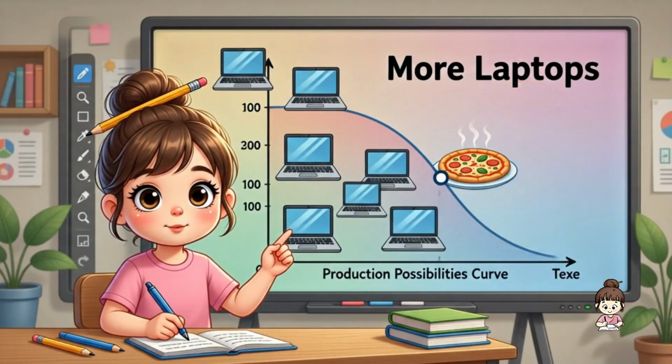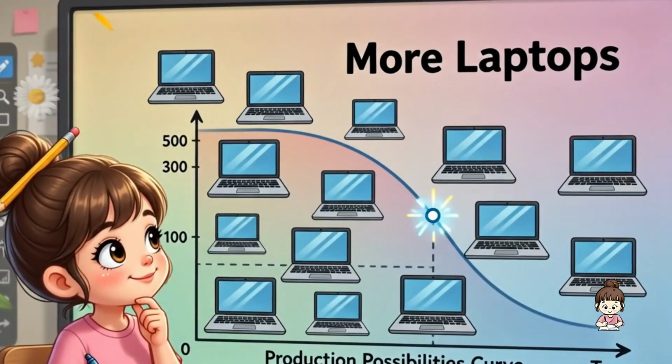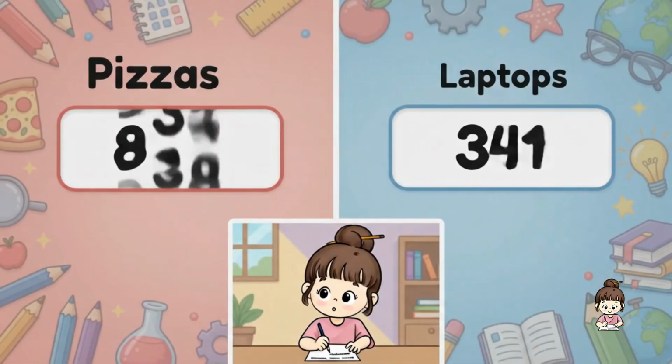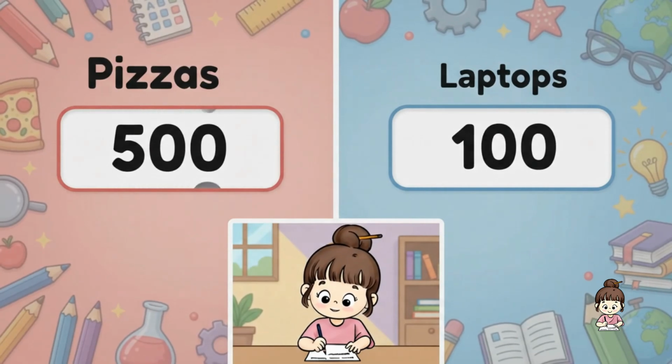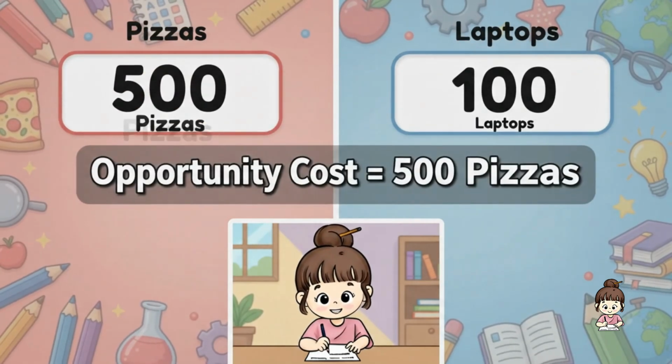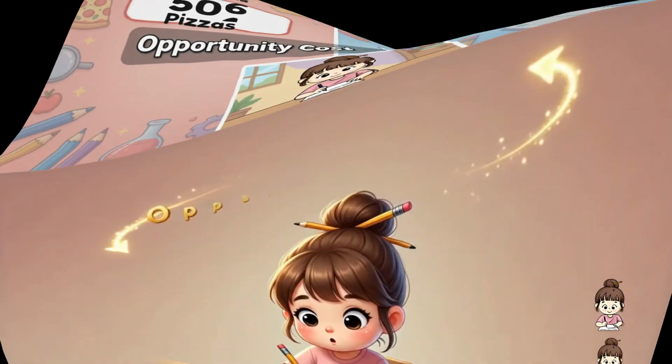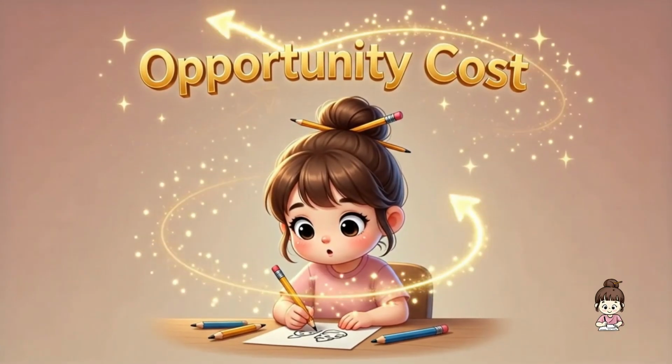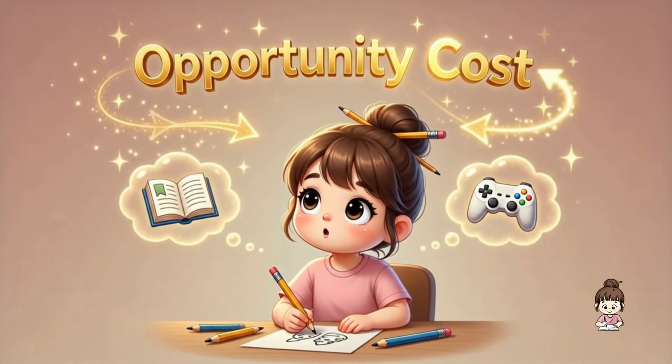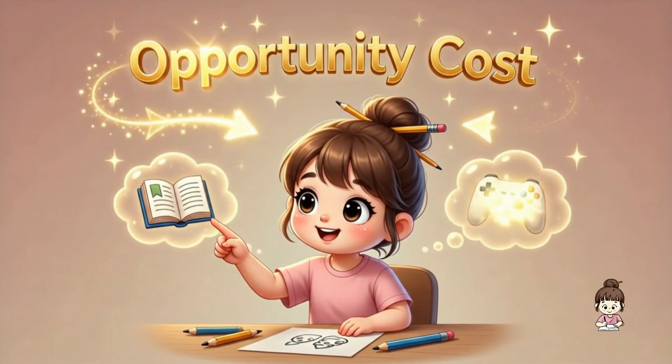Let's increase laptop production from one point on the curve to another. To produce those extra laptops, the economy gives up 500 pizzas. Those pizzas are the opportunity cost. Opportunity cost is always the value of the next best alternative that you sacrifice.